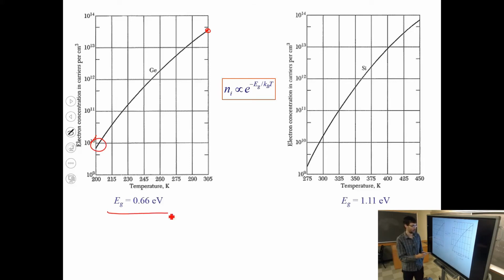Now let's look at what happens with silicon. The band gap is larger. So here is room temperature in this plot, and we are already at 10 to the 10 at room temperature. So we have much less intrinsic carriers in the conduction band. At room temperature, we have the same amount as for germanium at 200 Kelvin. So at sub-room temperature, the pretty chilly temperature here.